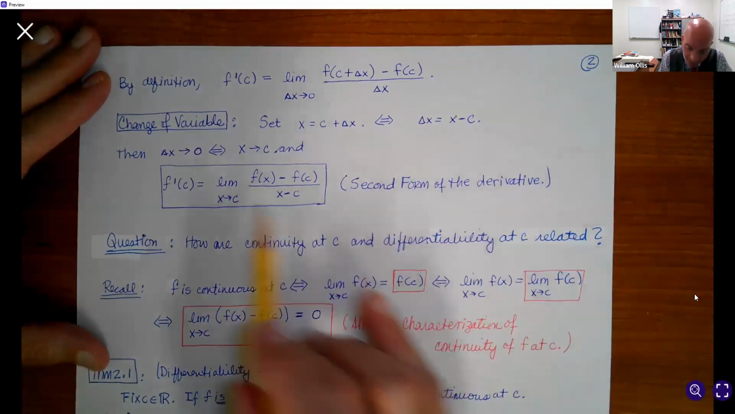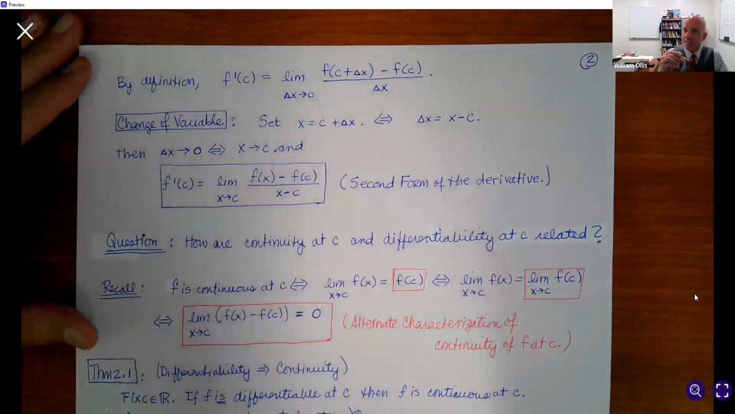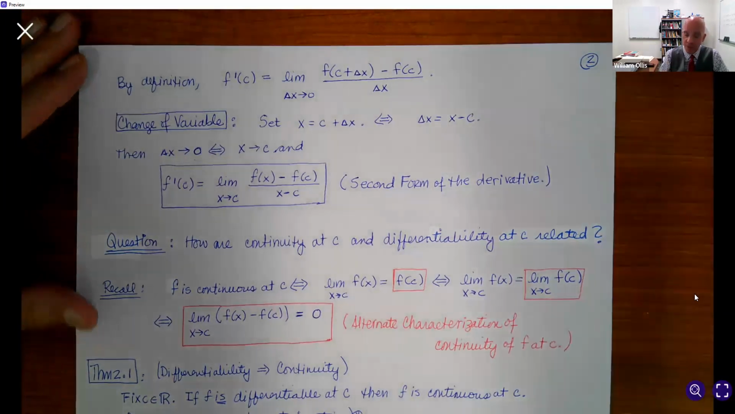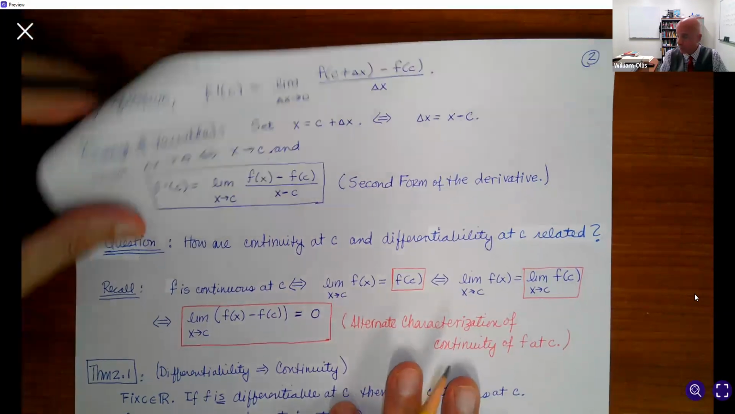So now we have this alternative form, which seems very straightforward. That is the limit as x approaches c of f of x minus f of c divided by x minus c. And we'll come back to this discussion shortly.